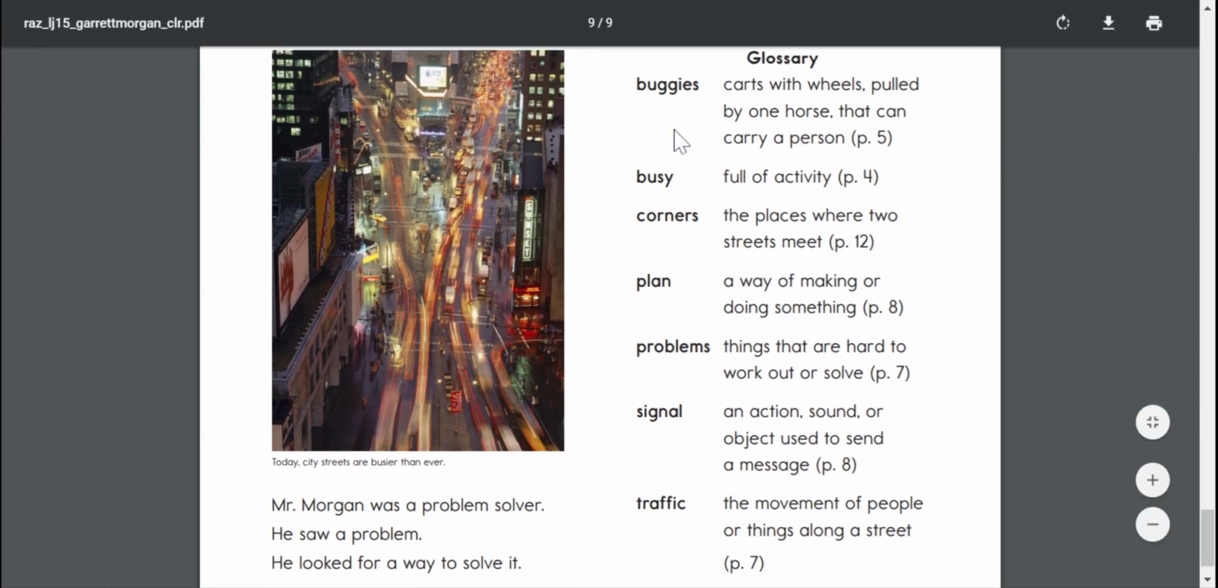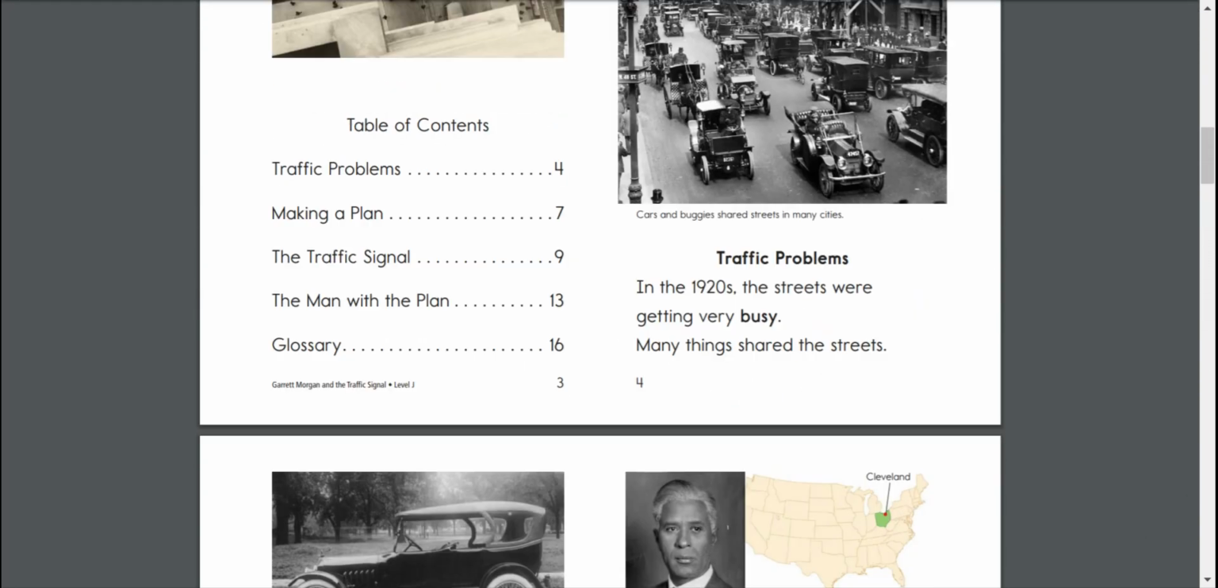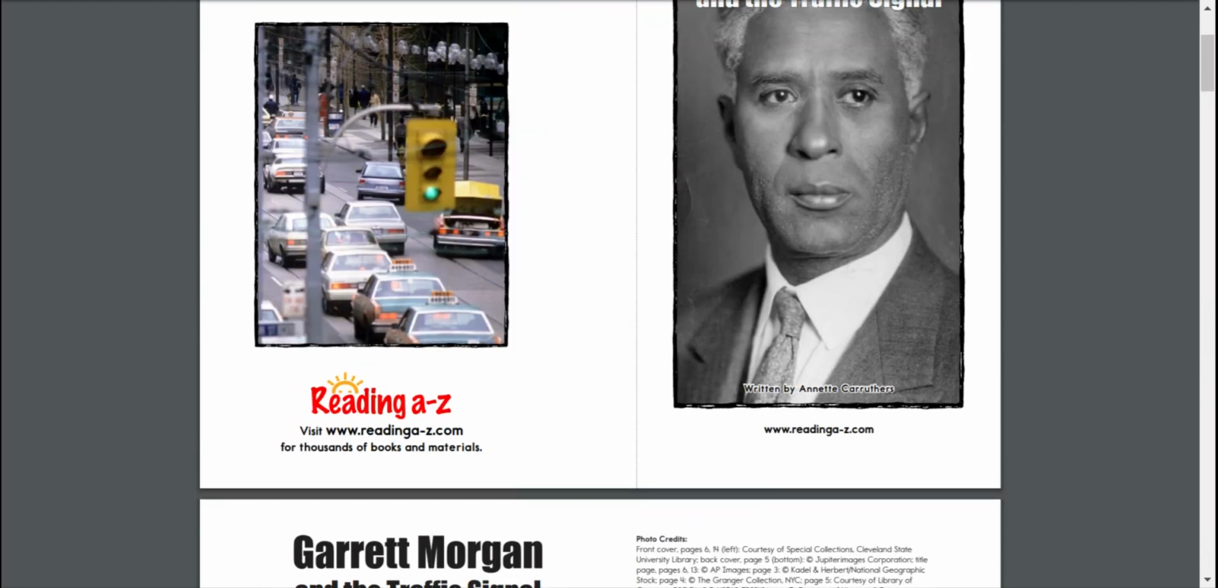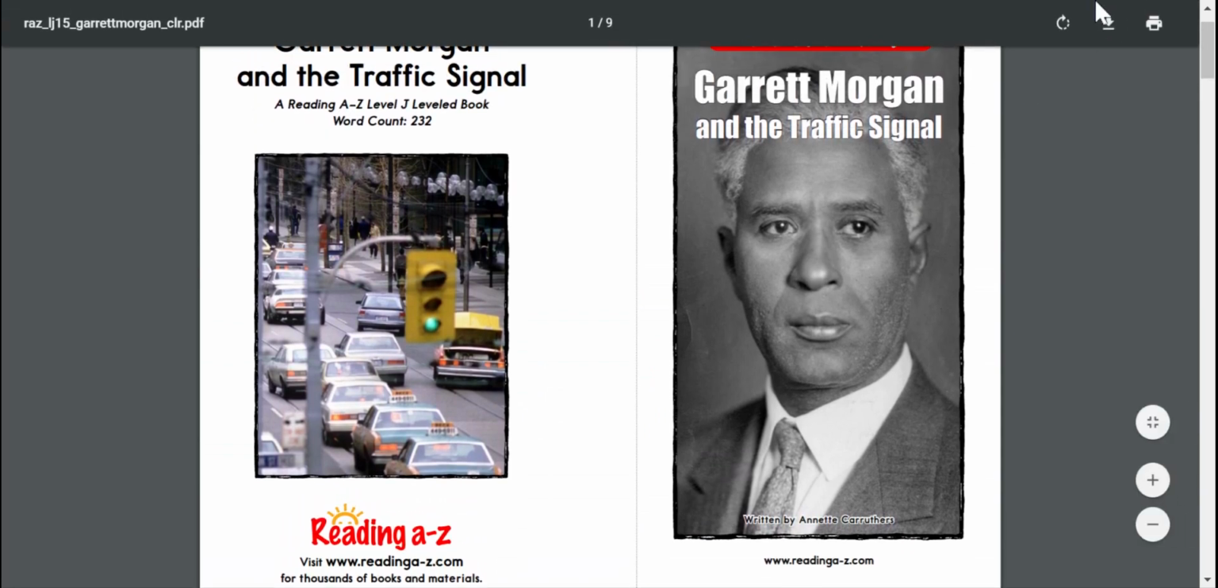And then I'm going to look at the glossary and look at some of the words I learned and what they mean. That's what the glossary tells us. So this story, if I scroll back to the top, was about Garrett Morgan and the traffic signal. I learned a lot today.